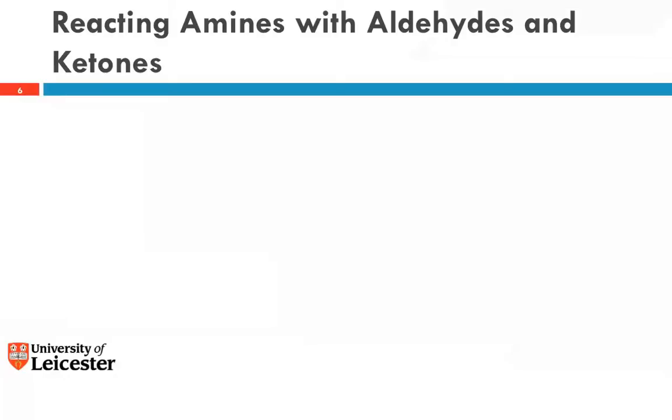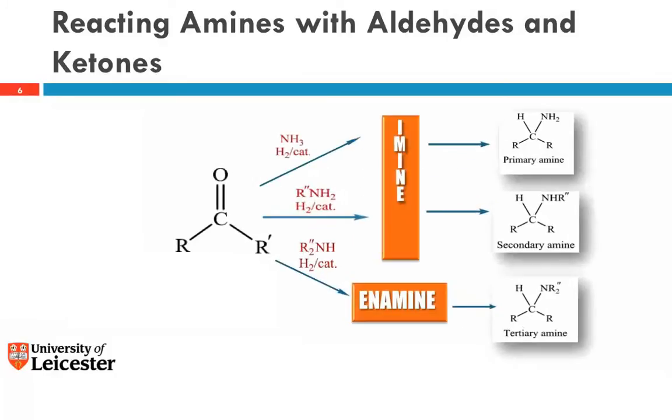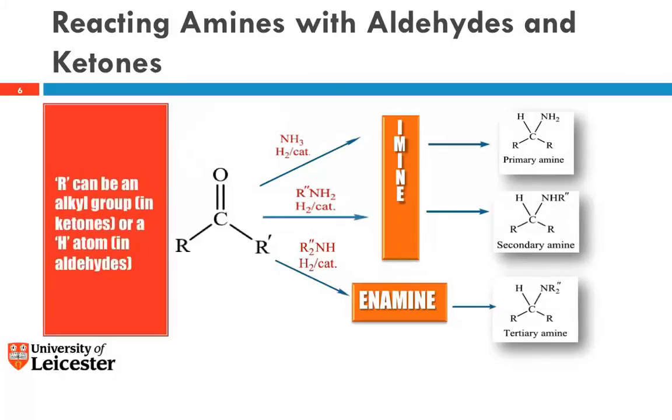Aldehydes and ketones react with amines to form highly substituted amines in a reaction called reductive amination. Here the R group can be either a hydrogen atom, i.e. for aldehydes, or an alkyl group for ketones. The key thing is that they both react the same way. If an aldehyde or a ketone reacts with ammonia, it forms a primary amine via an imine intermediate. If it reacts with a primary amine, it forms a secondary amine, also via an imine intermediate, while the reaction with a secondary amine proceeds via an enamine intermediate to give a tertiary amine. Reductive amination is limited to primary and secondary amines, as there must be at least one hydrogen atom for deprotonation to occur.